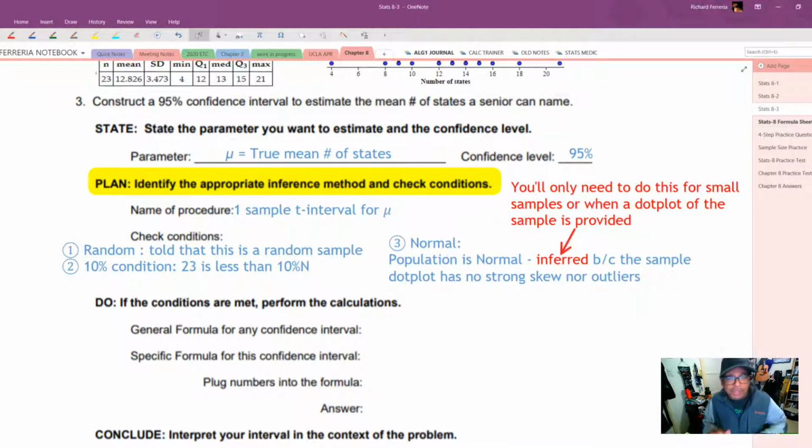By far, this is kind of the least preferred method of showing normality, but it will happen from time to time. So remember, as long as the sample dot plot or the sample histogram doesn't show skew, or at least doesn't show a strong skew, it can show skew, it just can't show a strong skew. And if there are no outliers, then you can infer that the population is normal. That's what we're really after. We're inferring that the population is normal based on the sample.